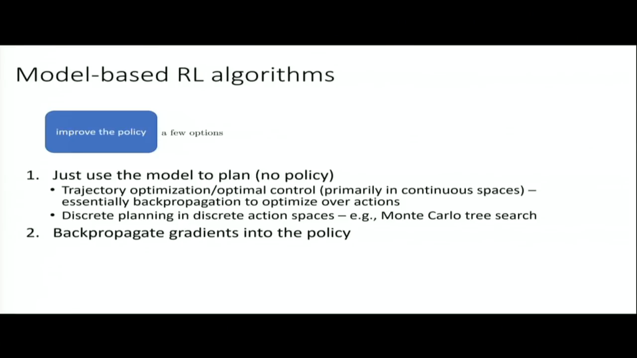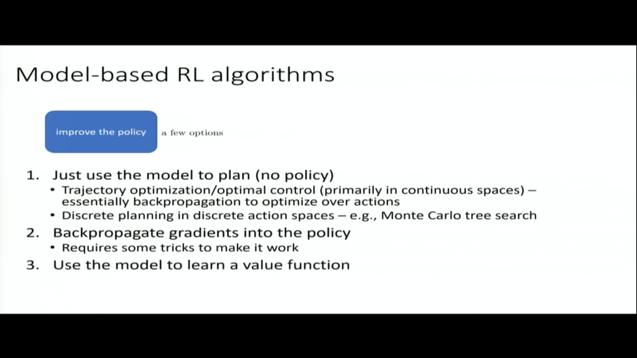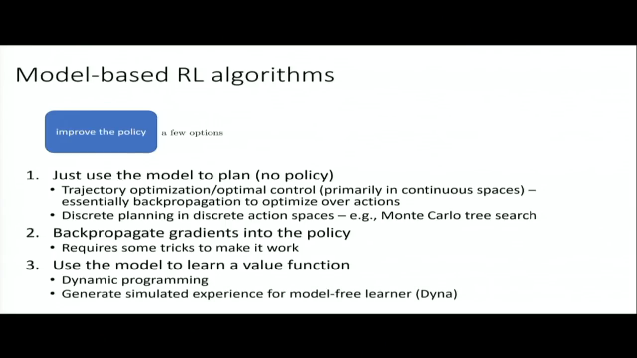Another thing you can do is if you learn the model, you can backpropagate gradients into the policy. This is a little bit like that little toy RL by backprop example that I showed. It requires some tricks to make it actually work in practice. And then you can also use the model to learn value functions and Q functions. You can do this with dynamic programming if you're lucky enough to have small discrete environments. And you can also do this by using your model to generate essentially synthetic experience and then give that to a model-free learner. A popular class of algorithms that do this is called DYNA. So there are different ways to use a model in a model-based RL algorithm, and we'll learn about a few of those options.